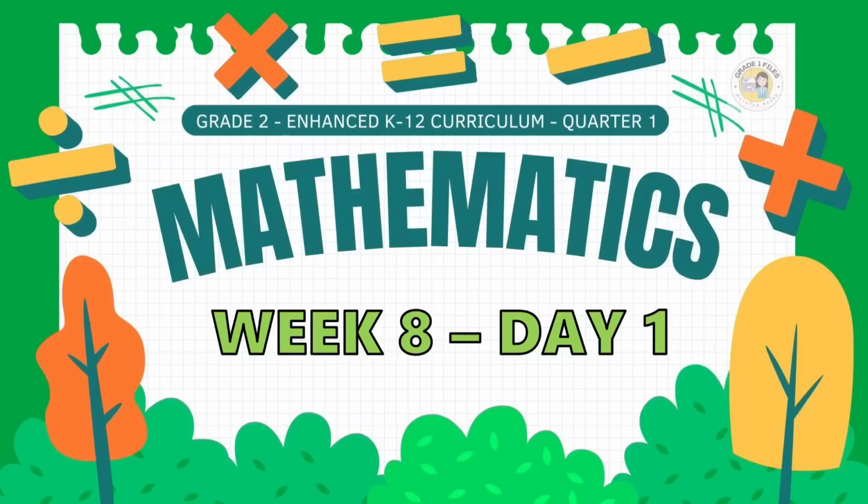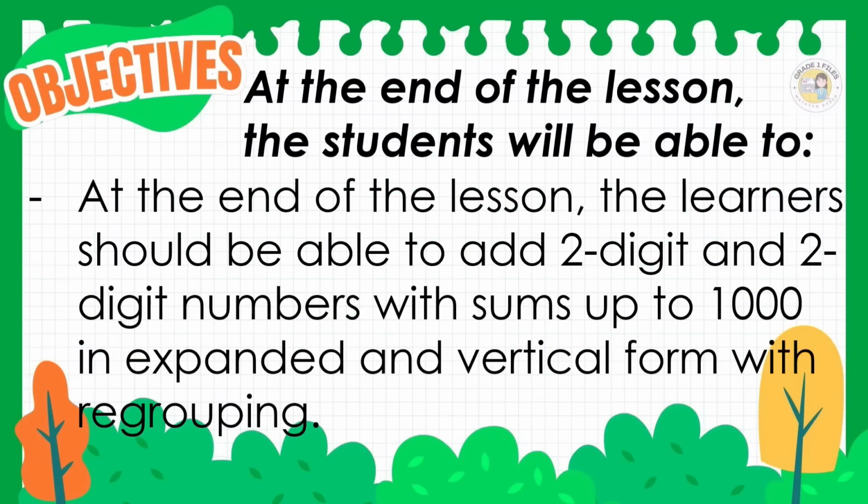Grade 2, Enhanced K-12 Curriculum, Quarter 1, Mathematics, Week 8, Day 1. Objectives. At the end of the lesson, the learner should be able to add 2-digit and 2-digit numbers with sum up to 1,000 in expanded and vertical form with regrouping.